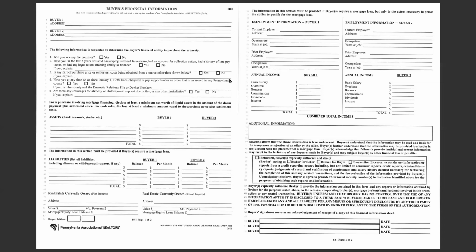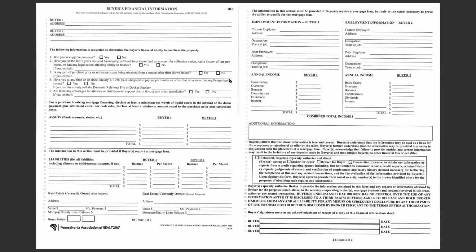It says here, buyer affirms that the above information is true and correct. Buyer understands that the information may be used as a basis for the acceptance or rejection of an offer by the seller. This form is often used when a buyer has defaulted, especially to a loan officer, and we find this out 20 days into the process.